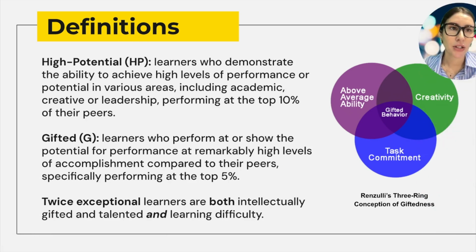Before we move on, I just want to make sure that we have a common language and a common understanding of what we define a high potential and gifted learner as here in BBS. A high potential learner is someone who demonstrates the ability to achieve high levels of performance and performs at the top 10% in comparison to their peers. And a gifted learner is a learner who performs at the top 5% of their peers.